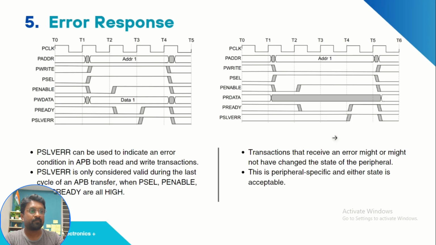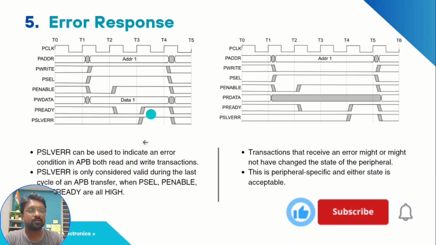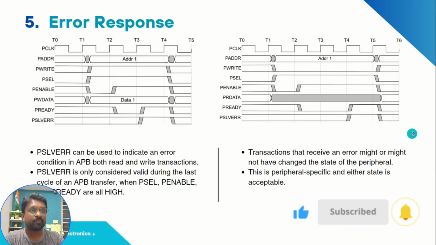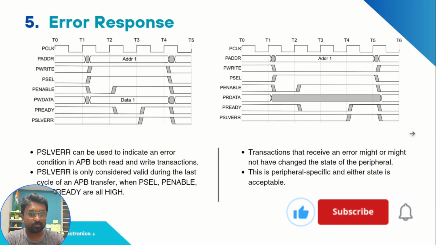It is an error. This is peripheral specific, and either state is acceptable or not acceptable depending on the particular peripheral which we are using. If it is a highly sensitive peripheral we are using with APB, then we may consider this slave error as a high priority, severe case, or we can neglect it also. That depends on the peripheral which we are going to use. So this is about the transactions and the error response of the APB protocol.